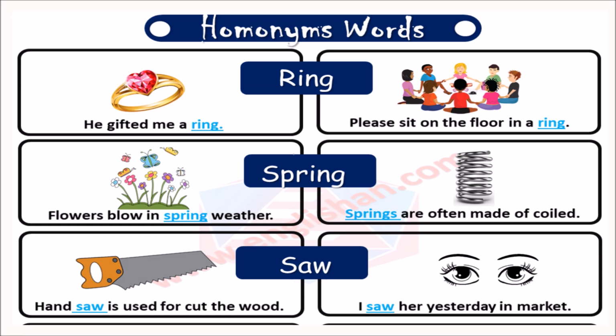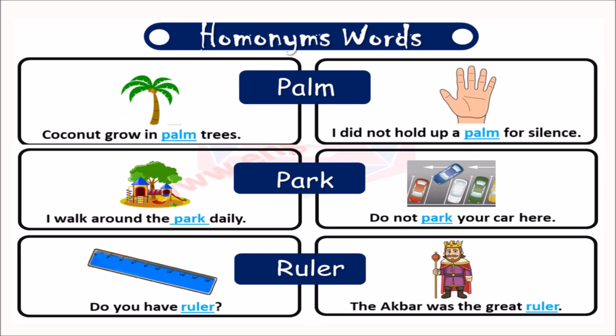Next we have saw. Handsaw is used for cut the wood. I saw her yesterday in market. Next we have palm. Coconut grow in palm trees. I did not hold up a palm for silence. Next we have park. I walk around the park daily. Do not park your car here. Next we have ruler. Do you have ruler? The Akbar was the great ruler.